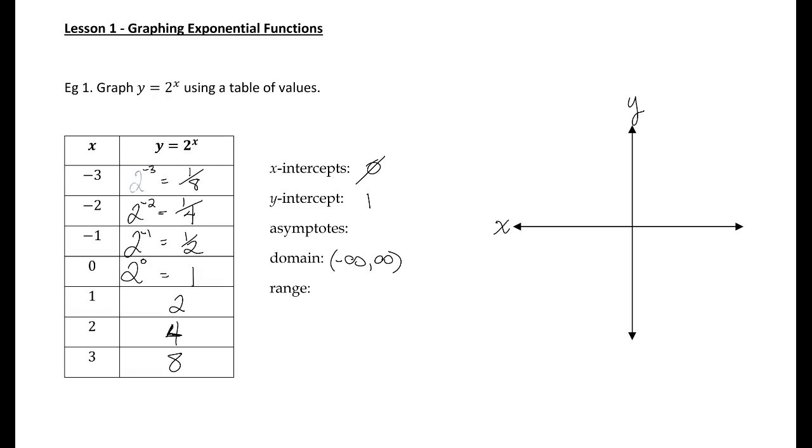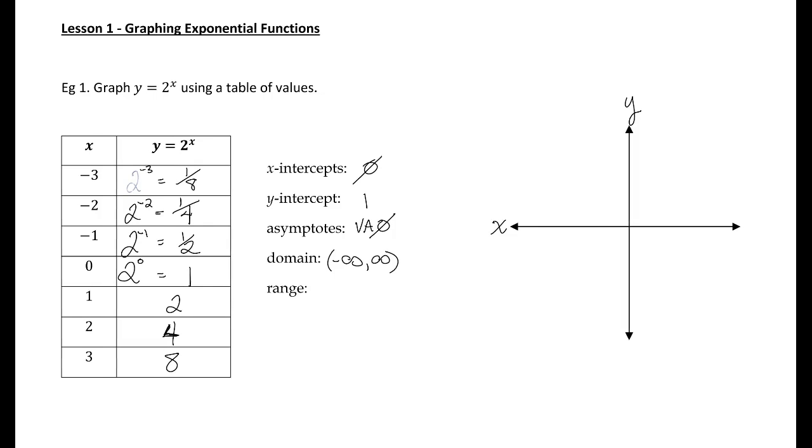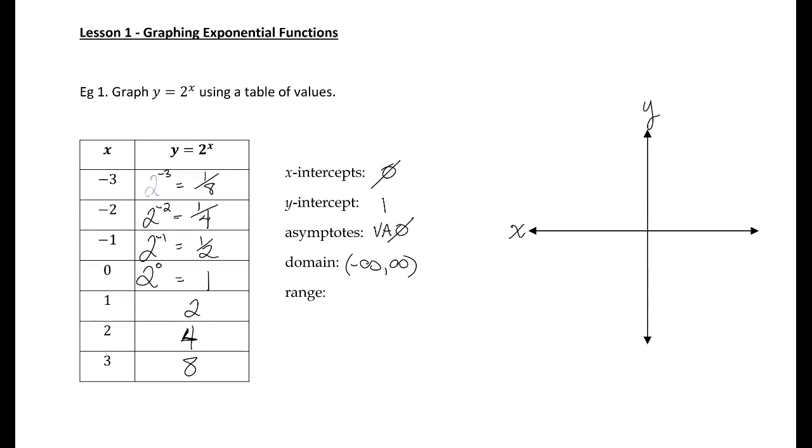There are no vertical asymptotes because my domain is not restricted, but because I don't have any x-intercepts and it's impossible for me to cross that x-axis, I do have a horizontal asymptote at y equals 0. And so my range is from 0 all the way up to positive infinity. And we see that when we graph it.